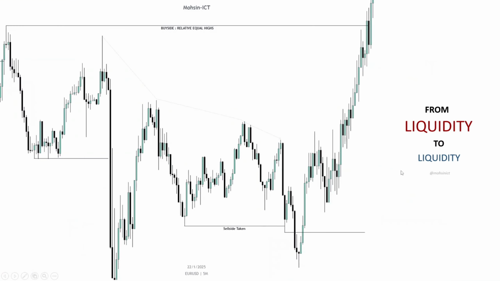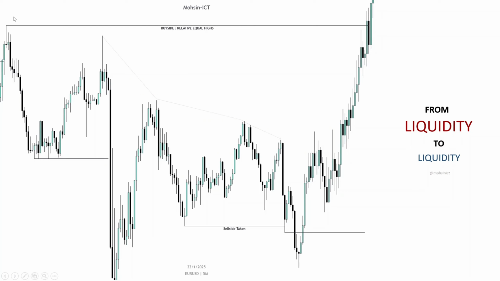For the last example, this is EUR/USD 5-minute chart. I want you to remember we go from liquidity to liquidity, gathering the buy stops or sell stops and pairing them up with sell stops or buy stops. In this case, we have taken the sell side liquidity and we are targeting the buy side liquidity, which is in the form of relative equal highs.